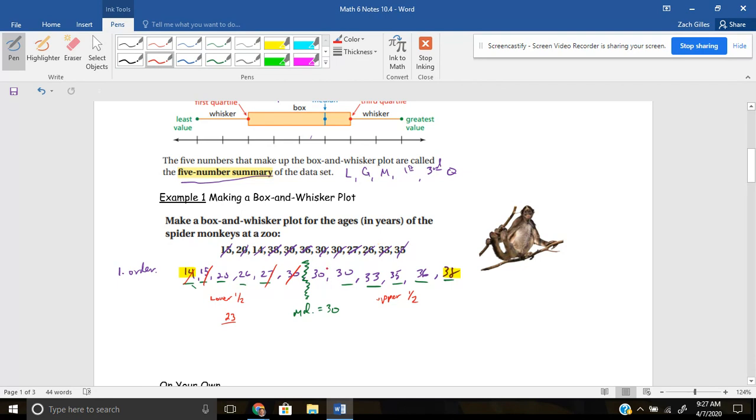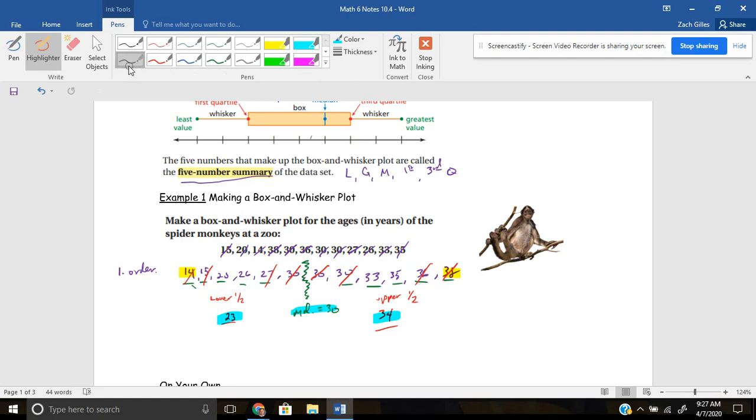And then same for my upper half. So working my way towards the middle. What's between 33 and 35? Well, that would be 34. So I have my 5 numbers. I've got my first quartile, my third quartile, my median, and then my least and greatest number.